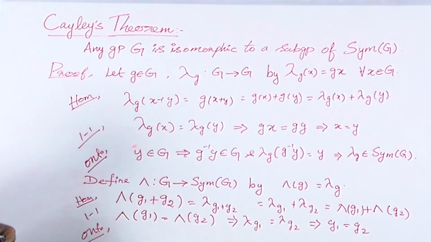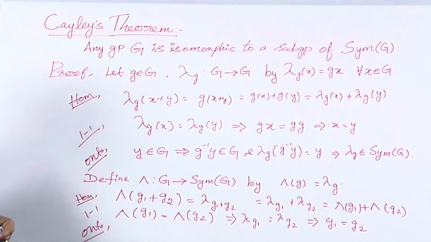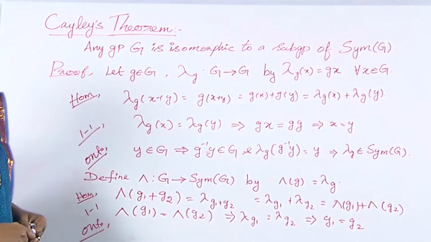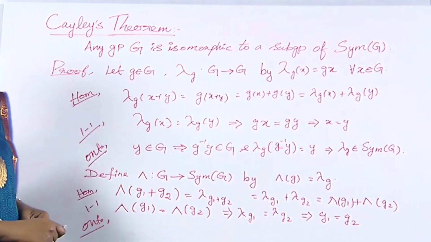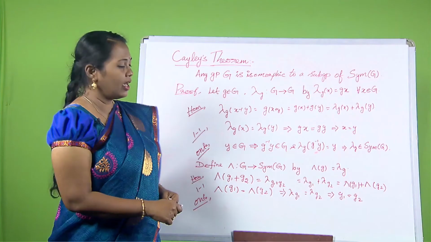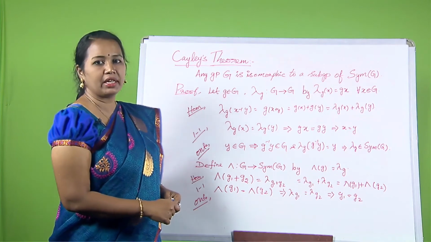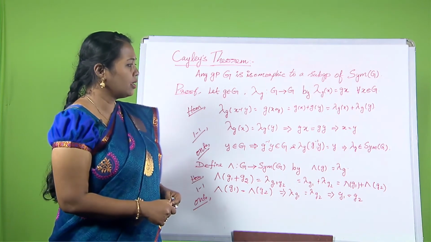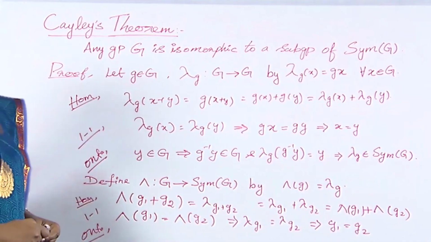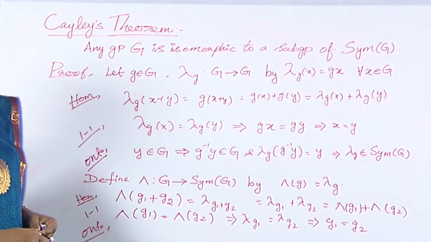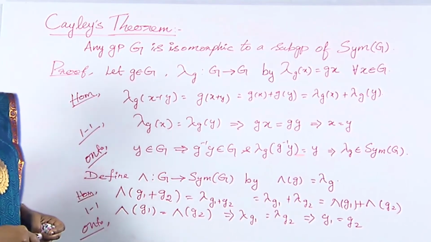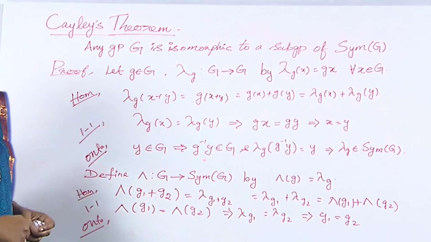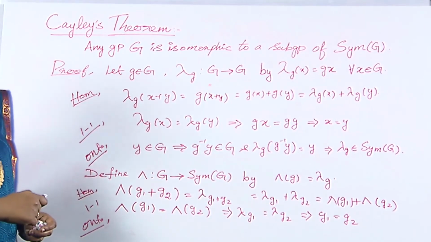Next, we come to the onto property. Take any y belonging to G. Now, this implies that there is g inverse of y belonging to G, and this can be written as lambda_g(g inverse y), which is equal to y. Hence, we have shown the onto property: for every element in the codomain, we have the corresponding pre-image in the domain, and therefore lambda_g belonging to Sym(G) is also onto, and from this we have defined the isomorphic mapping from G onto G, and lambda_g is this mapping.